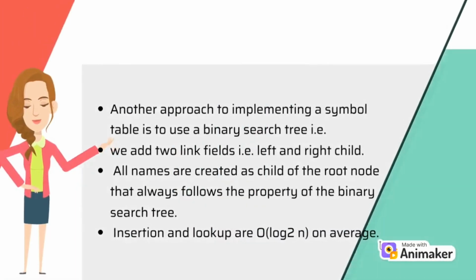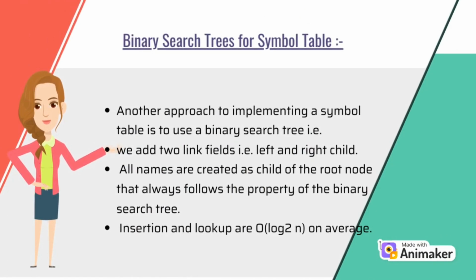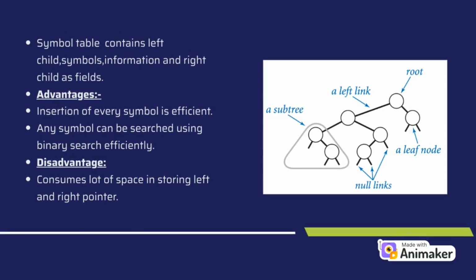Binary search tree for symbol table. Another approach to implementing a symbol table is to use a binary search tree. That is, we add two link fields, that is left and right child. All names are created as child of the root node that always follows the property of the binary search tree. Insertion and lookup are O(log2 n) on average. Symbol table contains left child, symbols, information, and right child as fields.